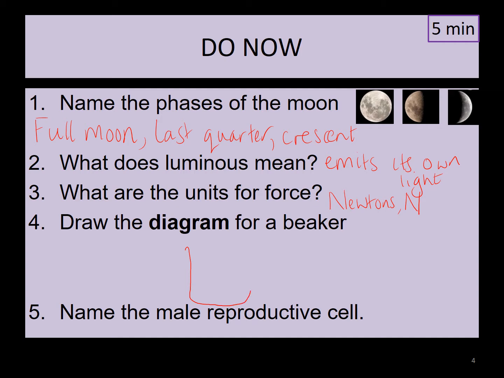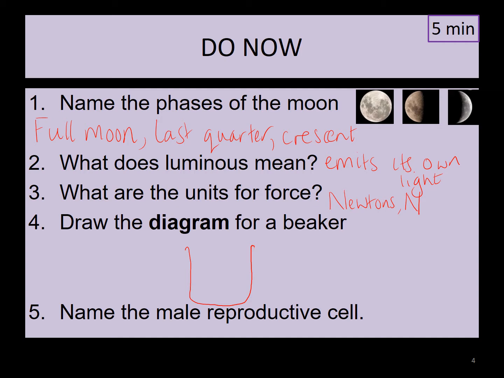Very straightforward. You didn't have to draw a 3D version, you just needed to draw something that looks similar to this. It could probably be a lot neater than the one that I've drawn on the page, but something like that. And then question number 5, name the male reproductive cell.